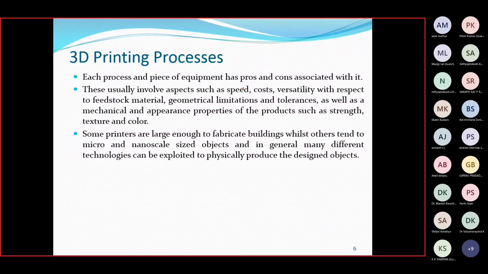Then geometrical limitation is also there, because in the last session we have seen that you have to generate a CAD model, then you have to convert that CAD model into STL files, and then you have to slice that STL model. So each and every model you are going to generate has its own geometrical limitations. So you have to consider those geometrical limitations also. And then at last, you can say the tolerance of that.